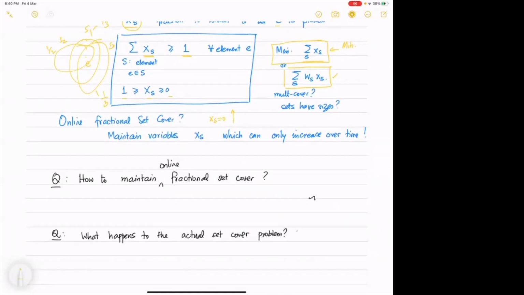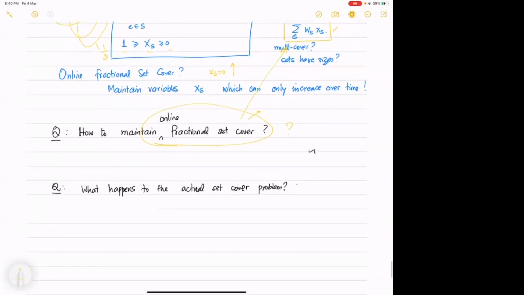One question is, how do you now solve online fractional set cover? Or how do you solve the weighted version, or the multi-cover version? And the second question is, what happened to my actual set cover problem? Because this is not what I wanted to solve. I wanted to solve the set cover problem.